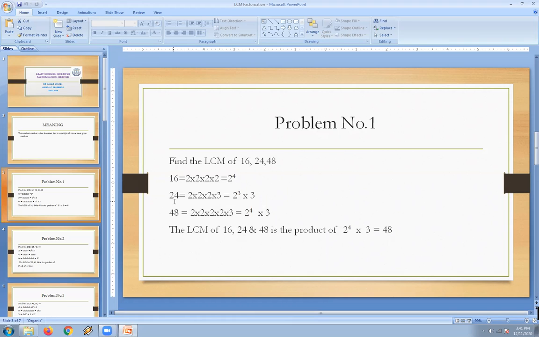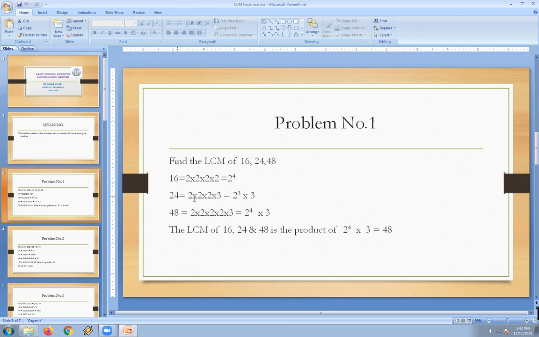Again this 24 also. First we divide 24 by 2. You can divide separately also, right? The factors for 24 are: 2 2s are 4, 4 2s are 8, 8 3s are 24. So these are the factors. We should see which numbers, when multiplied, give the answer 24.